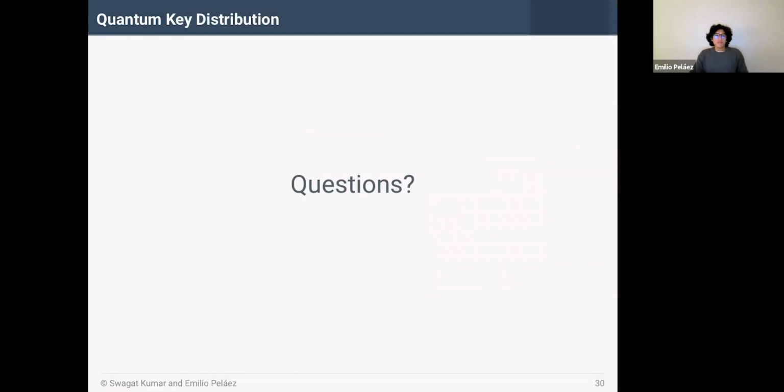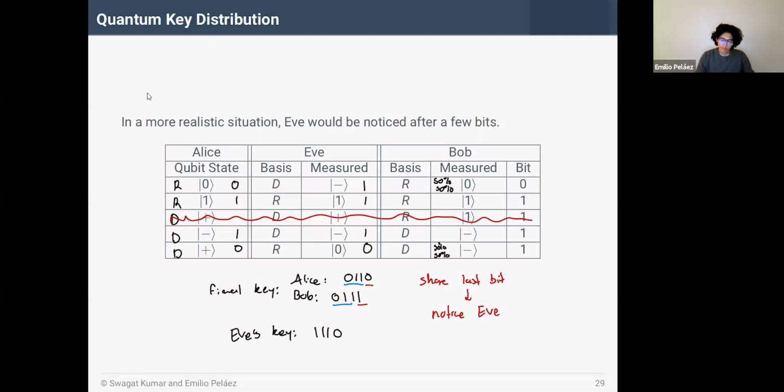Are there any questions? I saw a question that said, how do they know which basis to discard when they have chosen the wrong basis? So they share that information classically. In this case, Alice chose R, D, D, D, and Bob chose R, D, D. So they share this with each other and they can work it out on their own.